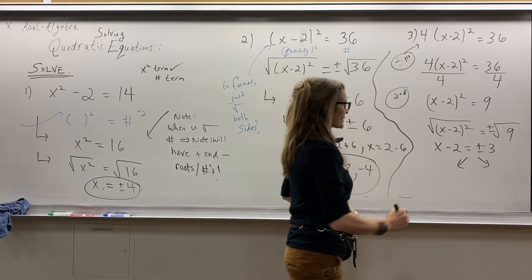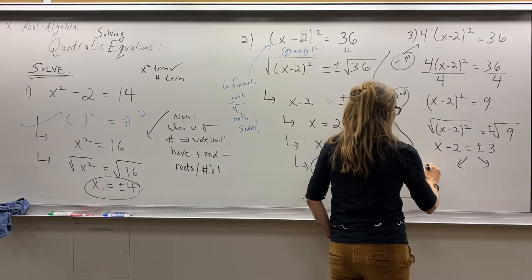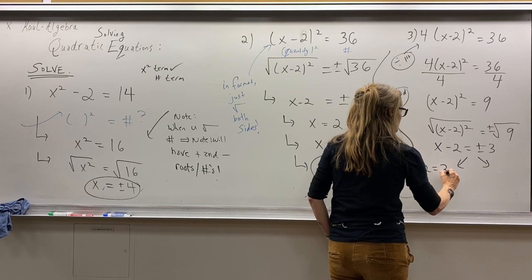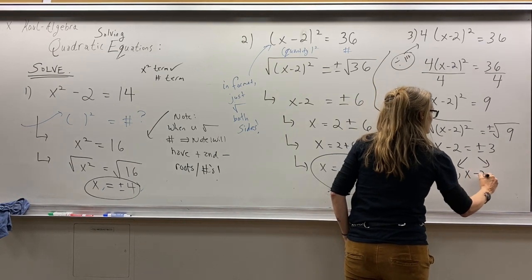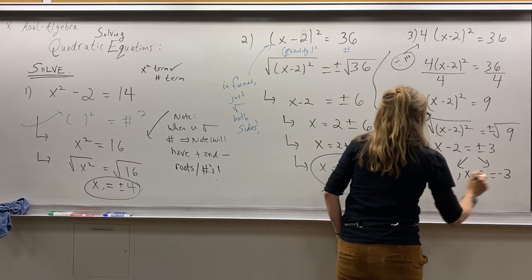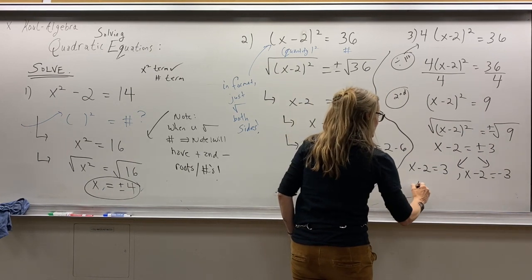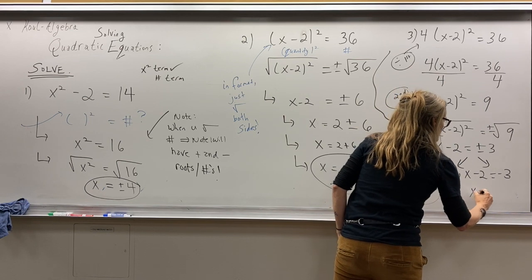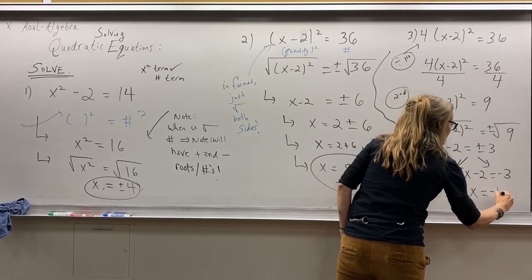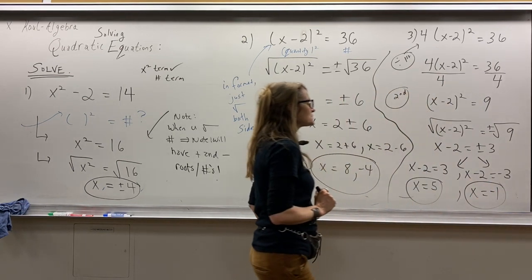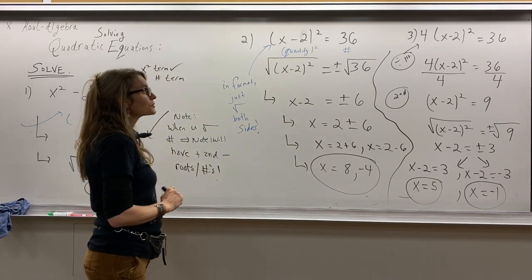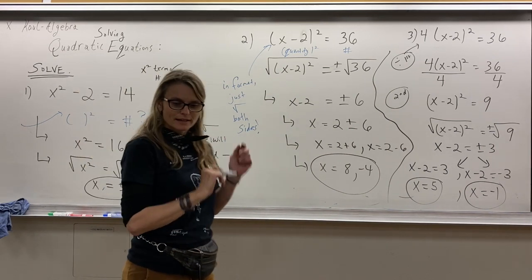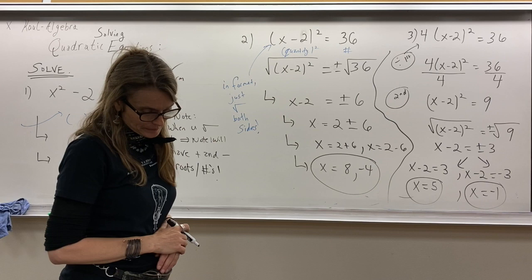Divide this up on the board. I end up with x minus 2 equals positive 3 and x minus 2 equals negative 3. So my 2 solutions will be x equals 5 and x equals negative 1. And those are my solutions in this case. So we had to do a little bit more work to get directly to square rooting it.